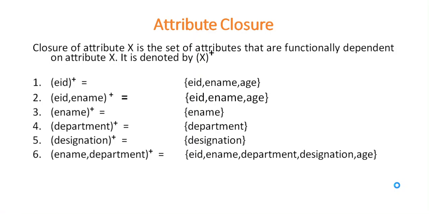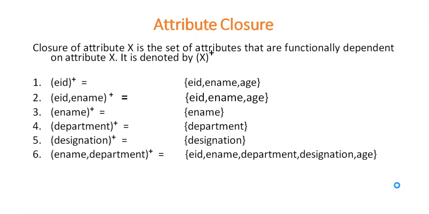Now from these closures we can find out the candidate keys and primary key. So what is a primary key? A primary key is the attribute which identifies all attributes in a relation uniquely. So here you can say employee ID is not identifying all attributes. Employee ID is identifying only employee ID, name and age. Similarly, e-name is not identifying all attributes. Department is not identifying all attributes.